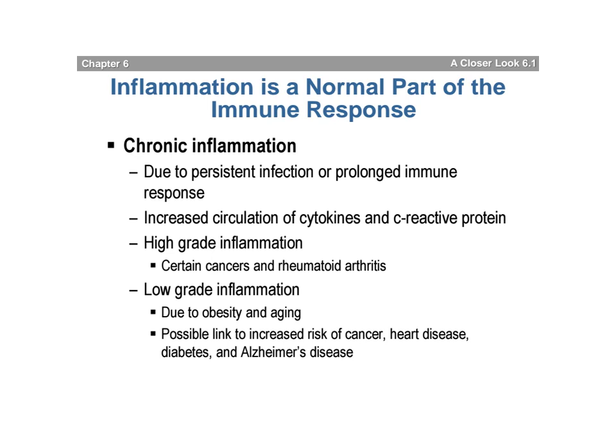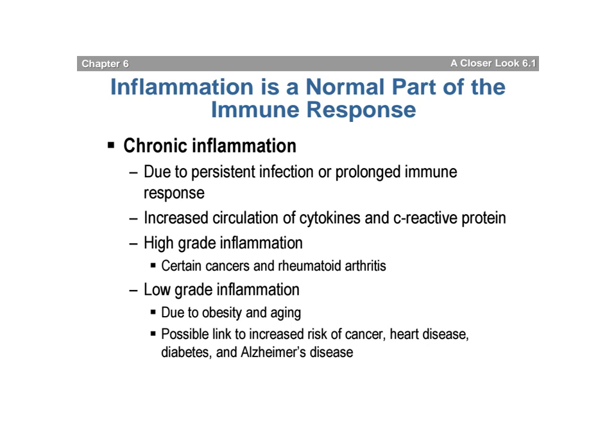In contrast to acute inflammation, there's also a condition in which you could have chronic inflammation. This may be due to a persistent infection, or it could be some sort of prolonged immune response, such as rheumatoid arthritis. So in chronic inflammation, you have increased circulation of cytokines. You also have increased circulation of C-reactive protein. C-reactive protein is a protein made by the liver. In conditions of inflammation, these levels tend to go up.